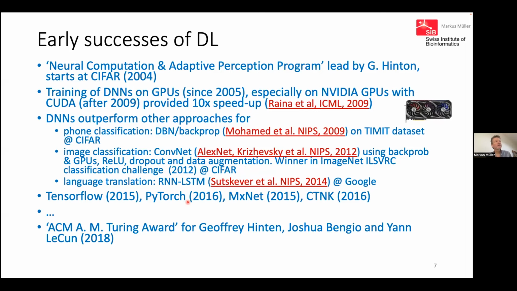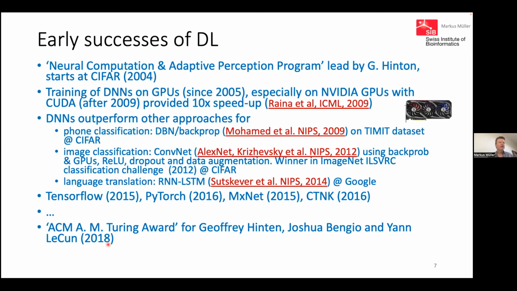Part of the deep learning success is also due to open source code. So all these frameworks were developed, like TensorFlow or PyTorch, which are very robust and which make deep learning easy to use for the machine learning community. And all this led to the fact that the Turing Award, which is one of the main awards in computer science, was given to Geoffrey Hinton, Yoshua Bengio, and Yann LeCun in 2018.